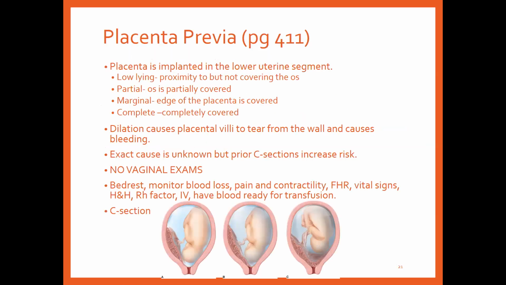All right, so on page 411 of your book, you do have placenta previa, which is a complication that can occur. This is when the placenta is implanted in the lower uterine segment.